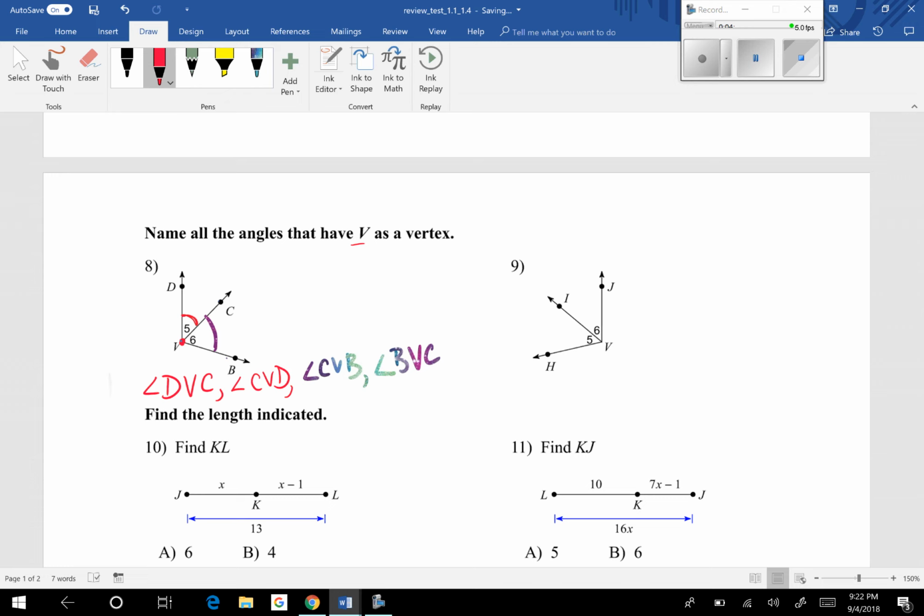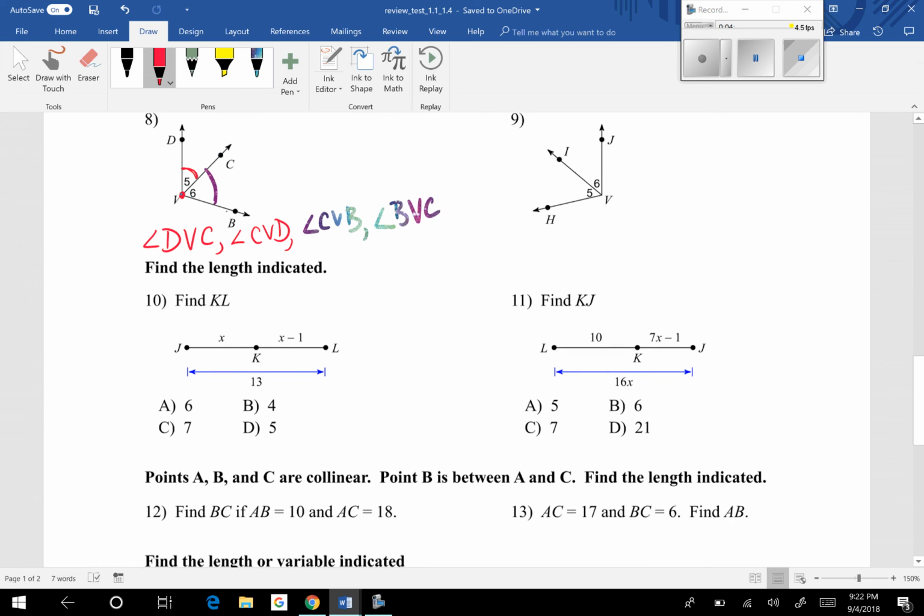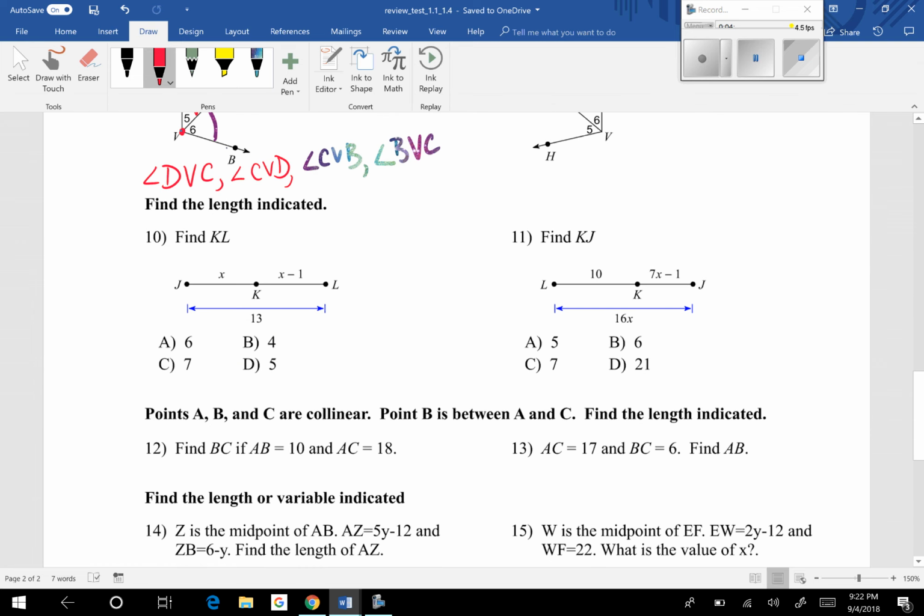All right, question 10. So this is the next part of what we covered. Segment addition. So we have JK and KL, and then the whole thing is 13, and we want to find KL. So we can write our equation here. JK plus KL is equal to JL. And now we plug in what we know.